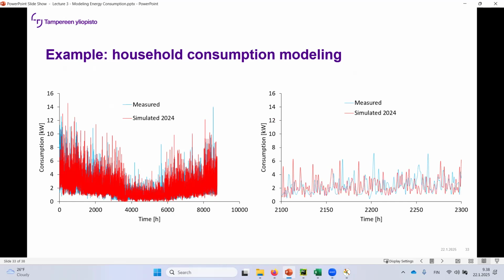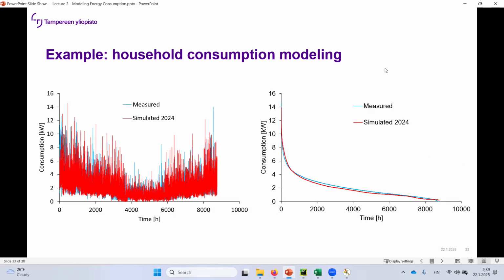If we look at it a bit closer, in here you can clearly see that since my model includes the temperature from 2024, it can make the seasonal heating consumption rather nicely because it follows this kind of a U-shaped pattern. And the consumption model, it's there. There's variation on a similar magnitude. But now if I draw the load duration curve, you can see that it's rather spot on.